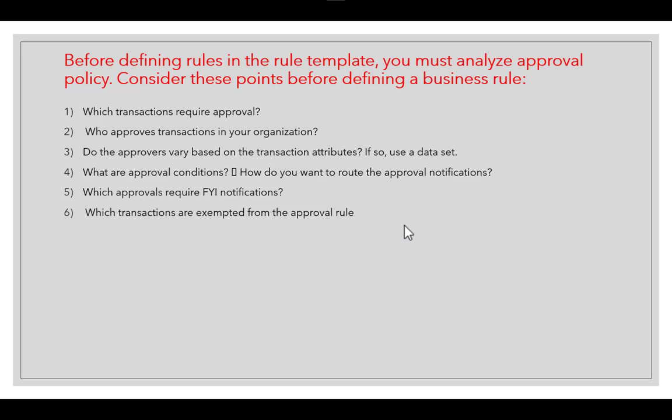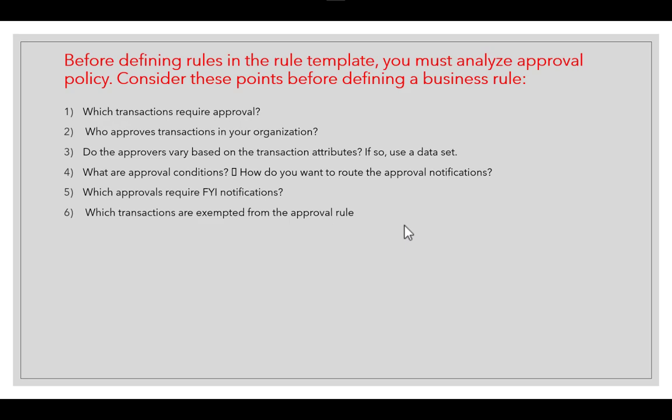And which transactions are exempted from the approval rule? That's it. So it's like a questionnaire. You have to set it with the business users, stakeholders, managers, whatever. Ask at least these six questions, and if you have more questions, you can ask. But before going to implement it, you have to be aware of the answers to these questions.